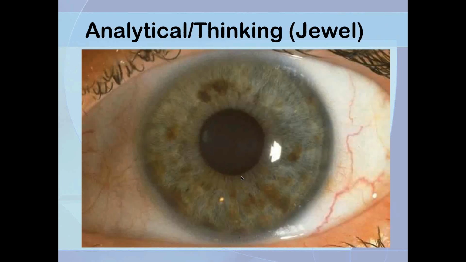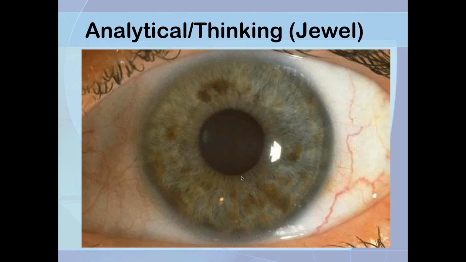Now, we didn't talk about pigments, but when you see a lot of these little spots, specific spots of pigment, not areas of the iris that are shaded with color, but specific spots of pigment, and this one's got a lot of them in them. This is what characterizes the analytical thinking type, or jewel. Analytical because they tend to approach life through analysis. They analyze things, and they're very thoughtful.